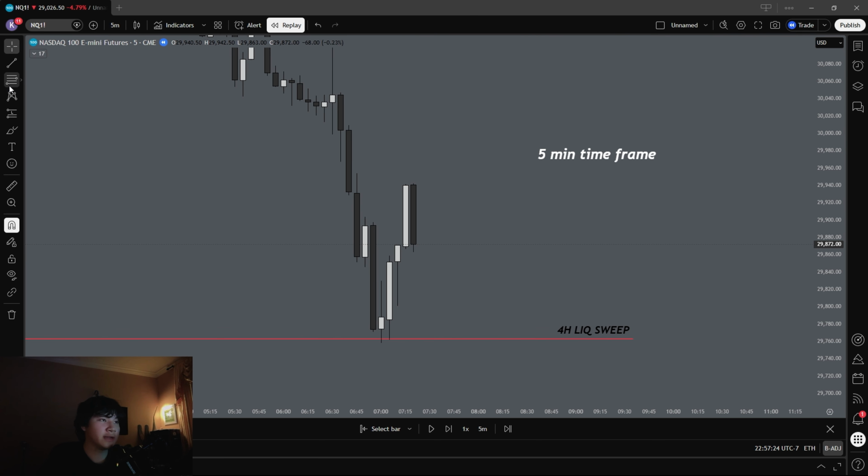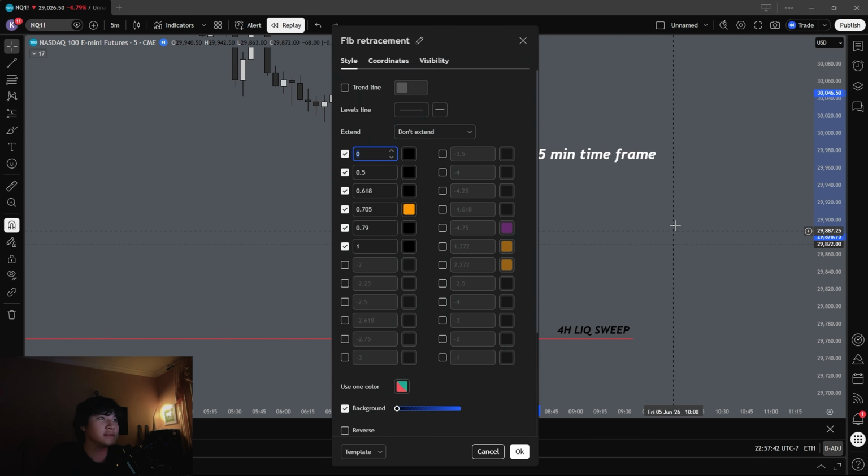To mark it out, you would go from the swing low to the swing high. Now, if you guys don't already have the OTE range fib tool settings, this is what it looks like. You guys can just copy these settings right here. This is what I use for my fib tool.